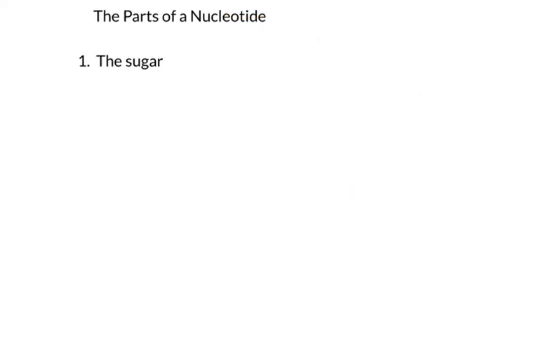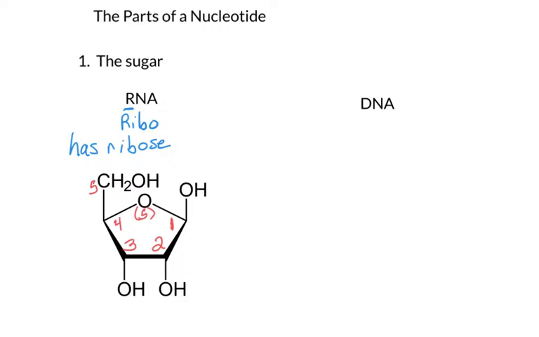Let's start by looking at the sugar. So we're going to look at both RNA and DNA, and we're going to look at them side by side. The R in RNA stands for ribonucleic acid, and the ribo tells us that we're using ribose. The structure of ribose is a 5-membered sugar with an oxygen here at the top, and then all these oxygens coming off of it, and that is ribose. It's a 5-membered sugar with OHs on every position, and again our oxygen in the top there.